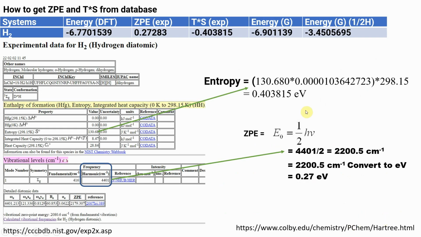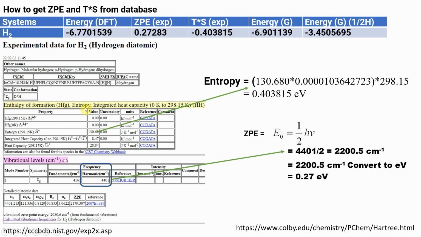a hydrogen gas. So in this slide, I'm going to tell you how to get experimental zero point energy and entropy from the database. This is the small table. I have calculated the energy of H2. This is the calculated zero point energy, the experimental zero point energy. This is the experimental entropy. If you want to get experimental values, you go to the NIST database.